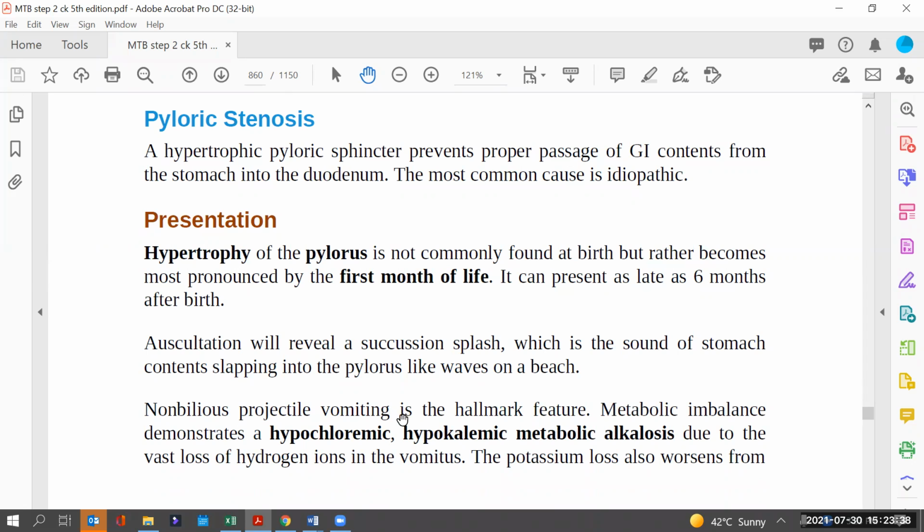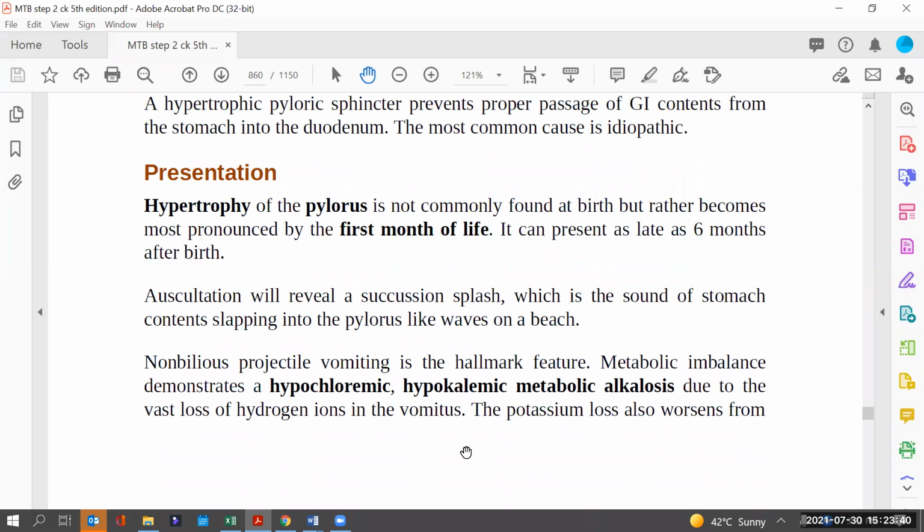Now, non-bilious projectile vomiting is the hallmark feature. So whenever you see non-bilious, that is, not green content, projectile vomiting.